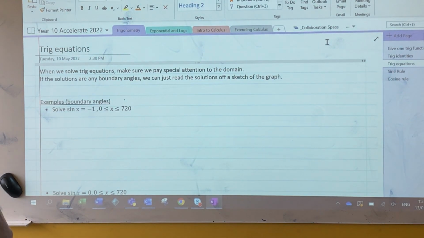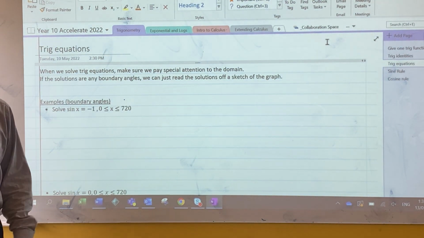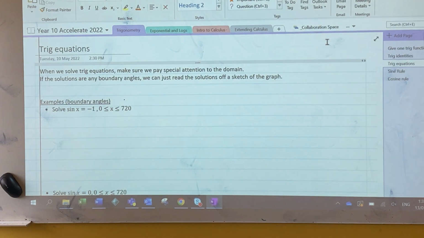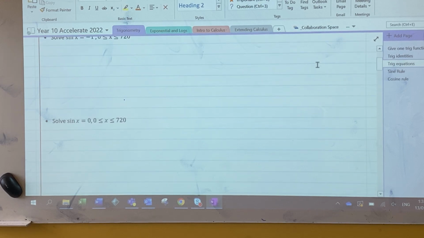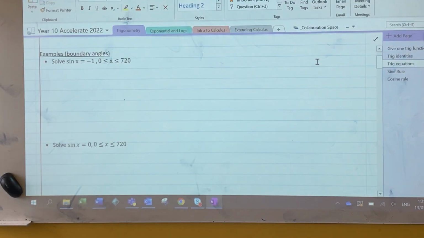Okay guys, let's have a look at today's content. Last lesson we did trig identity. Today we're going to move on to trig equations, where some of the questions will use last lesson's concept. Let's start from relatively easier questions, then move towards the harder ones.